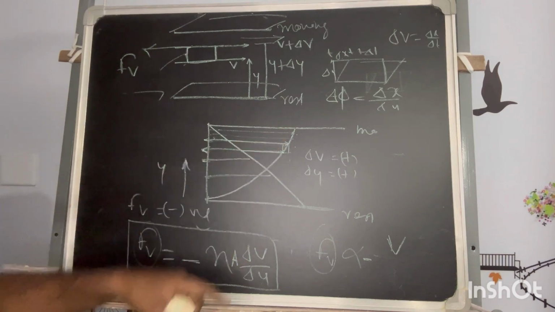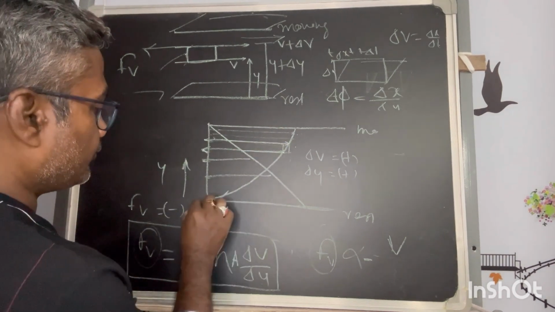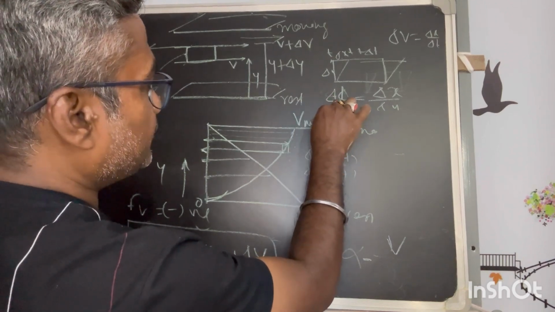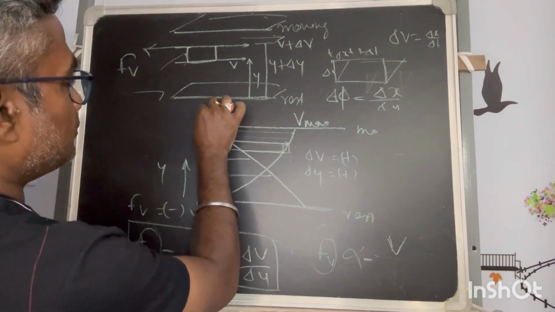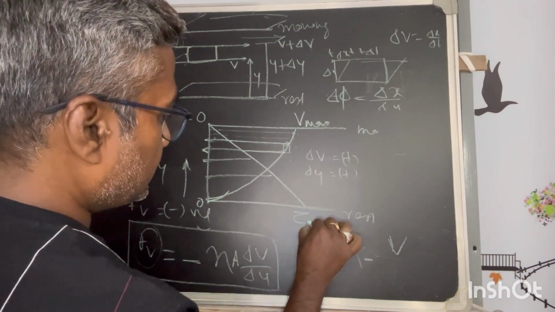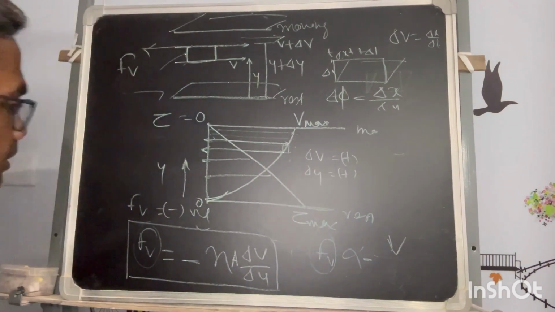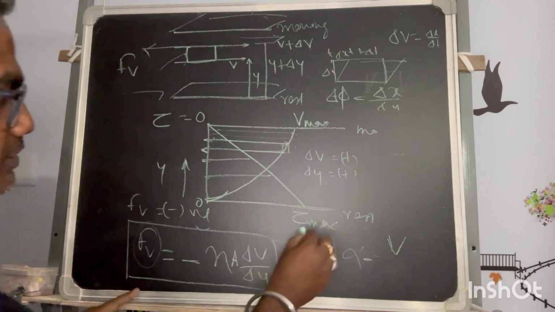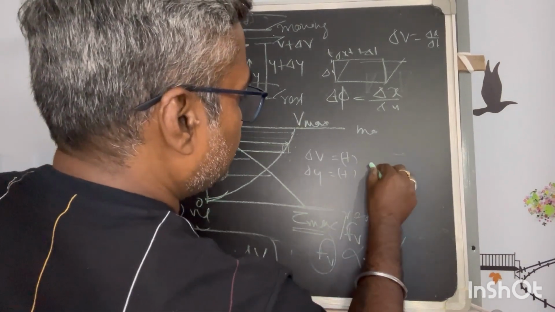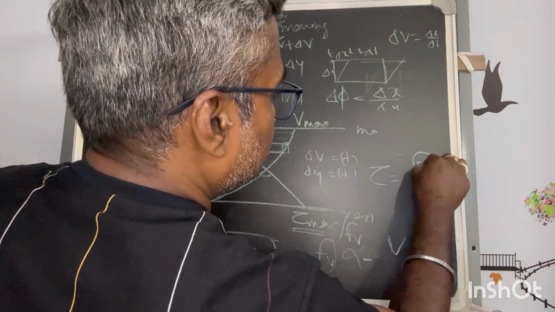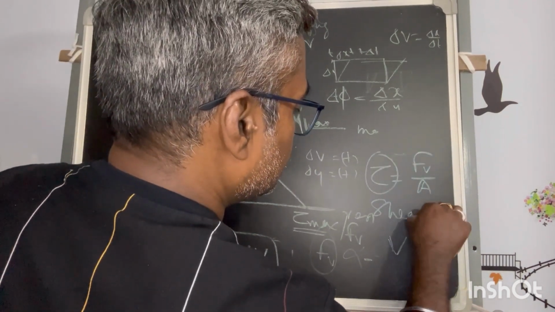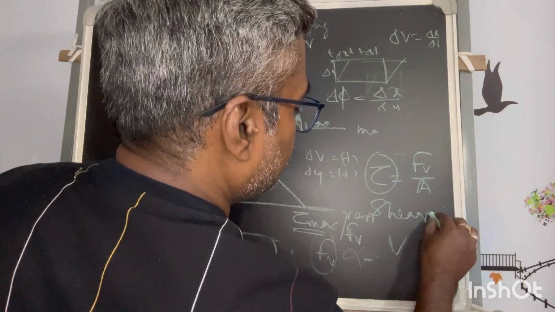So the graph will be from zero, the maximum velocity will be attained here, and from 0 the shearing force is 0, it will attain the maximum shearing force here, or the resistance, or the Fv, whatever you say. I am talking about tau. Tau is nothing but Fv by A. This is the shearing force. Okay, this is represented by tau, the shearing force.